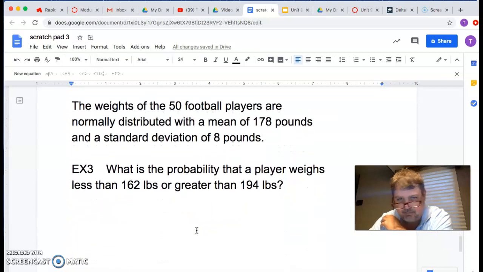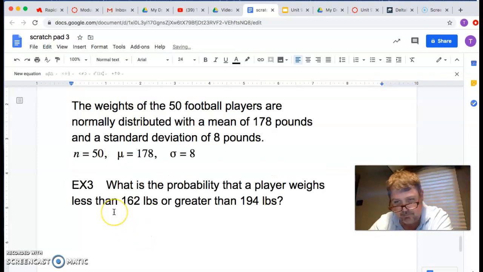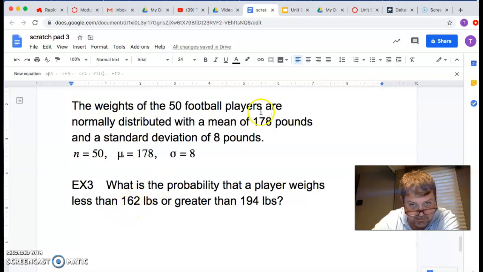Okay, let's look at another example here. All right, same set of data. And the reason I'm using the same set of data is there's just so many different types you can do, and I'm just trying not to spend so much time redefining every problem. We can go through different scenarios here. What's the probability that a player weighs less than 162 or greater than 194? Again, find out how these guys are related to your mean. Where is he in terms of the mean?